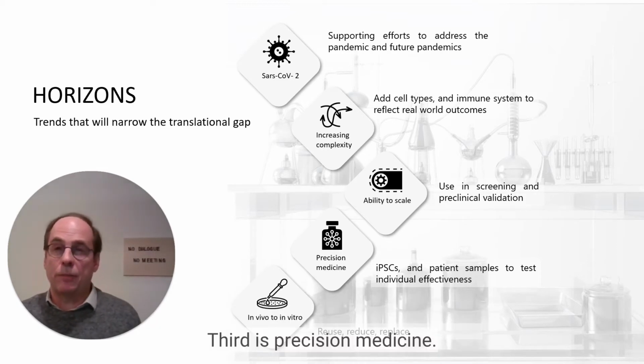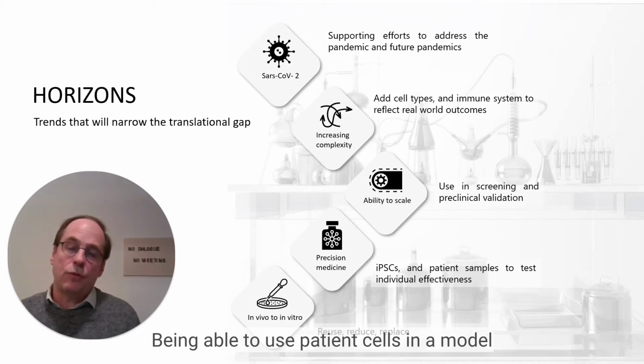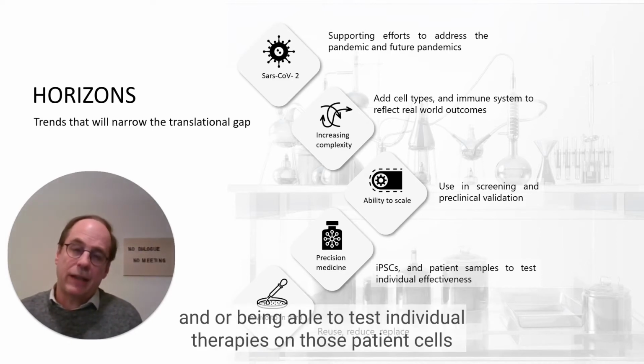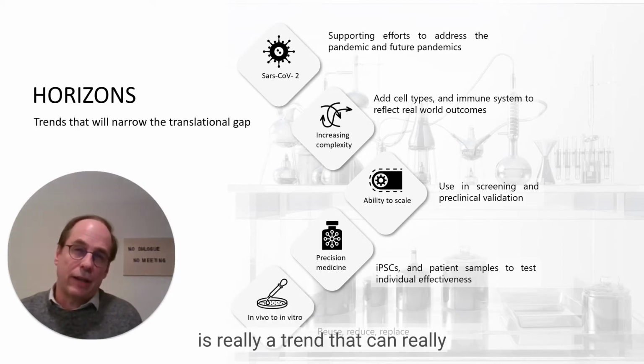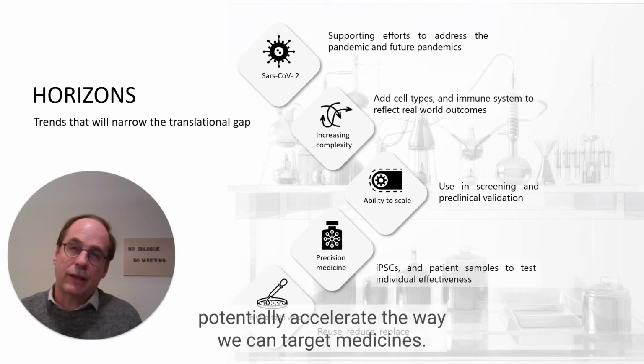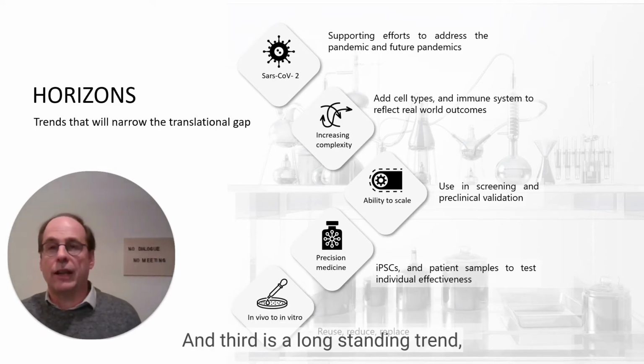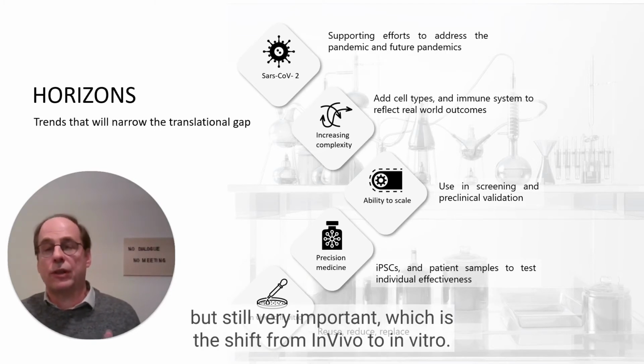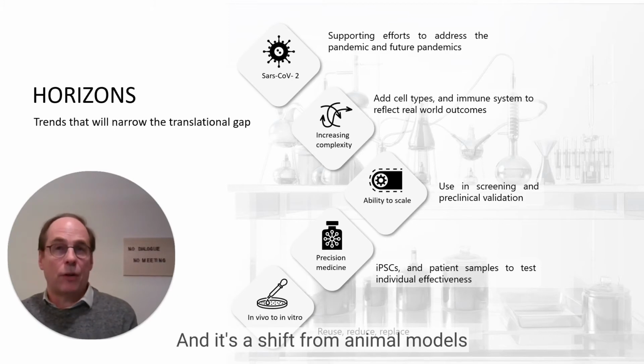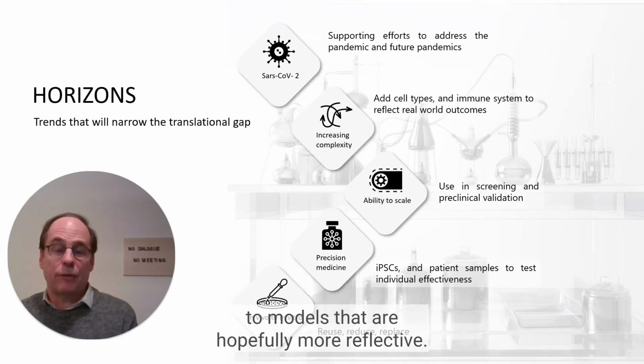Fourth is precision medicine, being able to use patient cells in a model and/or being able to test individual therapies on those patient cells. That is really a trend that can potentially accelerate the way we can target medicines. And fifth is a long-standing trend, but still very important, which is the shift from in vivo to in vitro. That's a shift from animal models to models that are hopefully more reflective.